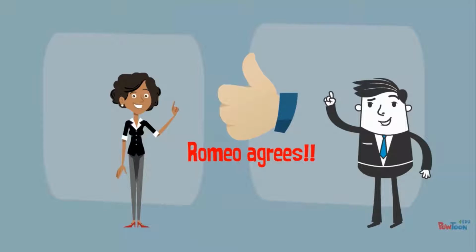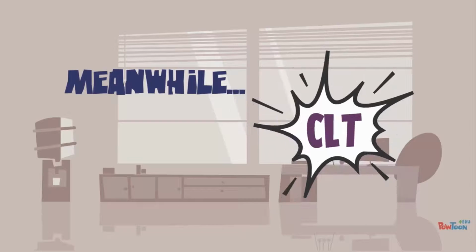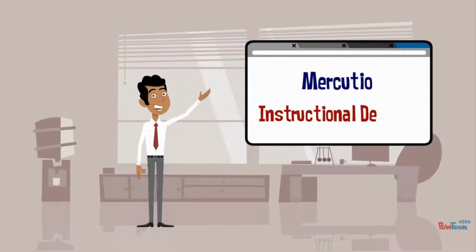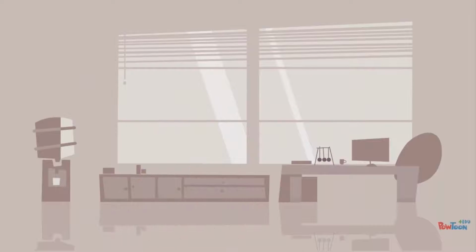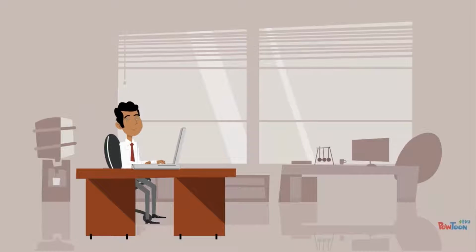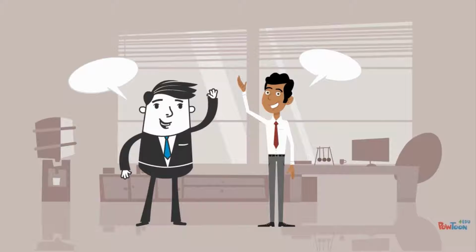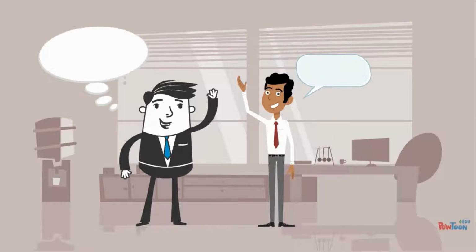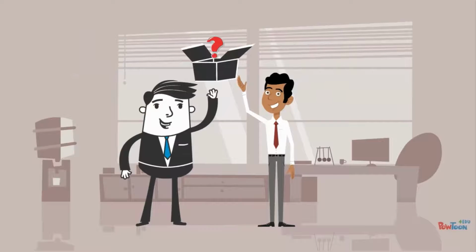Romeo agrees. Meanwhile, at CLT, this is Mercutio, an instructional designer at CLT. He is assigned to assist and support Romeo in his journey while developing the online course. In order to accomplish this, Mercutio will be engaging Romeo in an ongoing dialogue so that he can understand the instructor's needs and goals for his course. He can also offer ideas to transition from face-to-face to online.